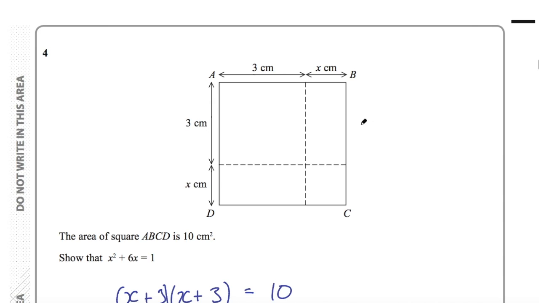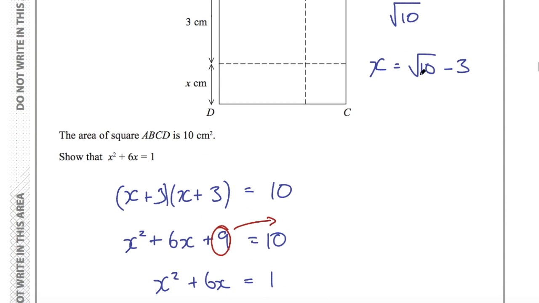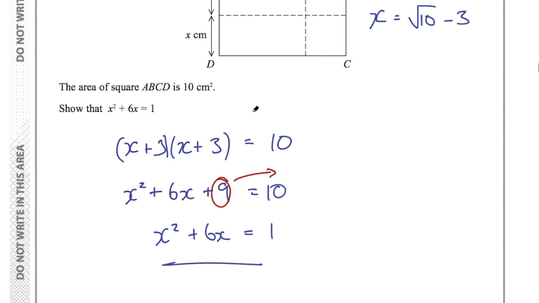There is actually another way to do this. So we can say that one side must be the square root of 10. So therefore x must equal the square root of 10 minus 3. And you can also do it that way, but I think that's actually more difficult than this one.